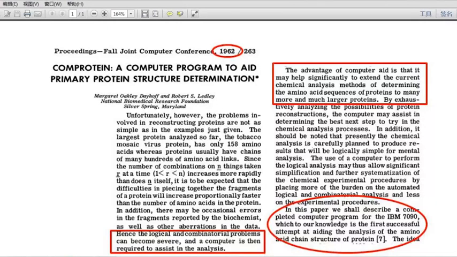If computers can be used to do the assembly, it may enable more biologists to solve more and longer protein sequences. COMP-protein is the first ever computer program for sequence alignment and assembly. It was run on the IBM 7090 at Johns Hopkins University.